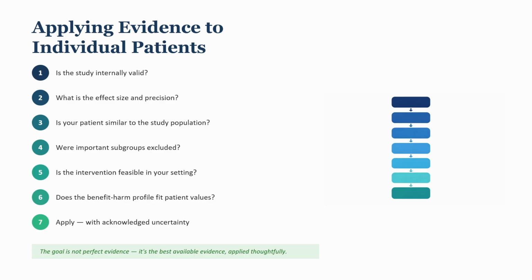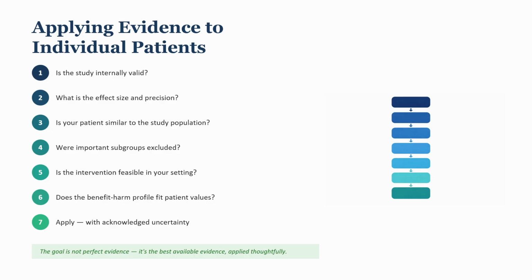What is the magnitude and precision of the effect? Don't stop at p-value less than 0.05. Look at the effect size, RR, OR, HR, mean difference, and its confidence interval. A statistically significant finding with a clinically trivial effect size and a wide confidence interval is very different from a significant finding with a large effect size and a narrow CI.